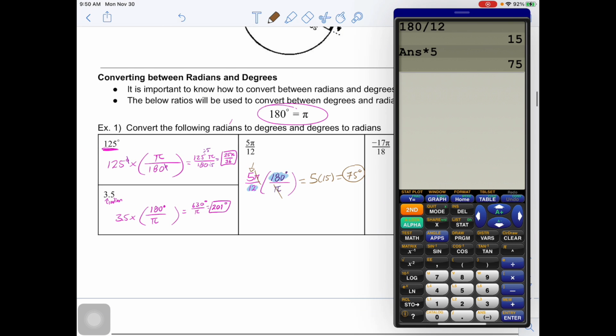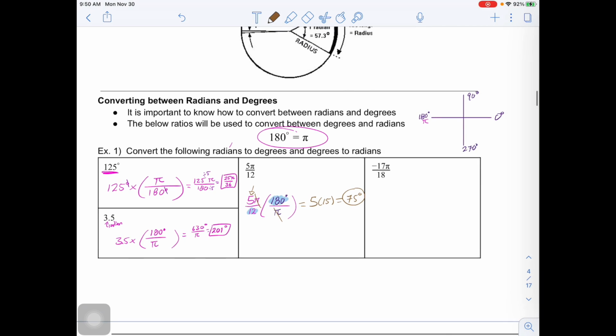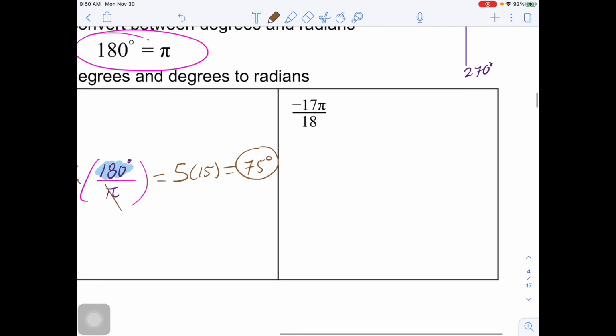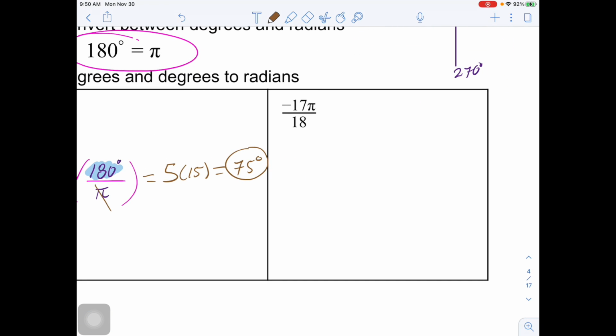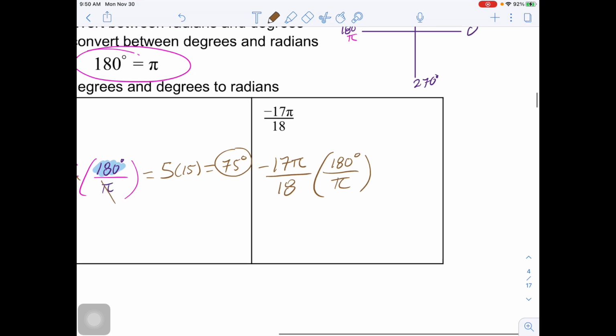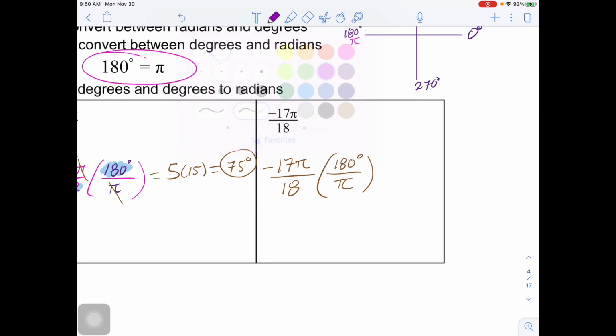Okay. And then finally, let's do our last example here. So again, we're in radians. So I will take my radians and convert it into degrees. So negative 17 pi over 18. Multiply, I'm going to put my degrees on top and my radians on the bottom. Okay. And I will cancel out my pi's.